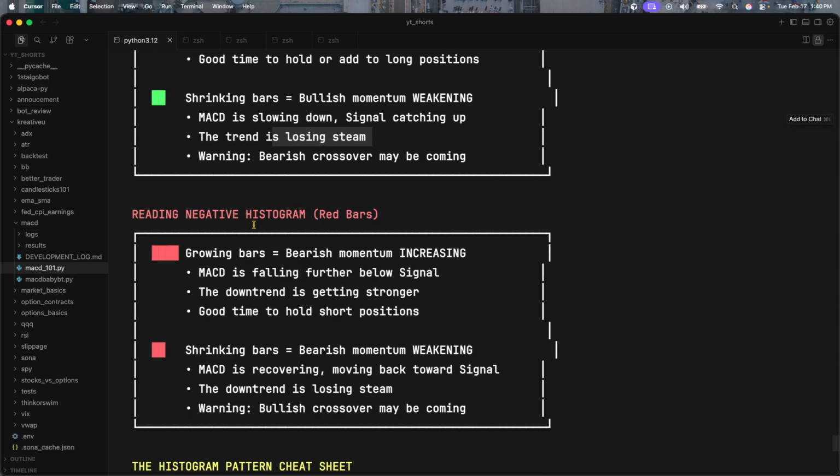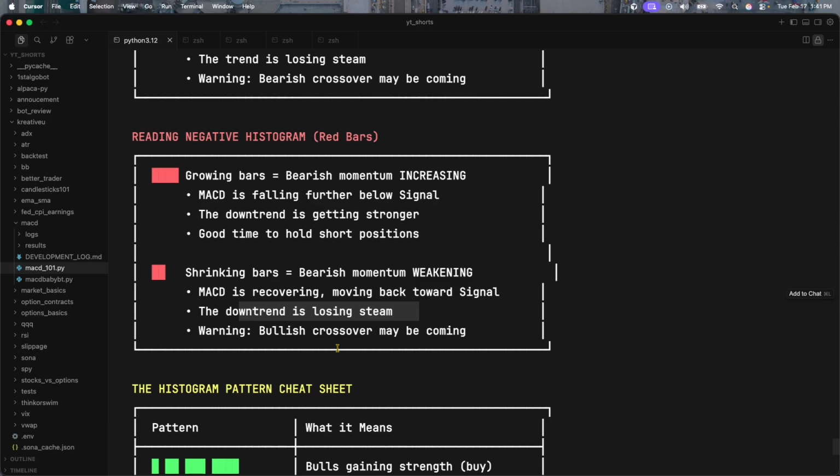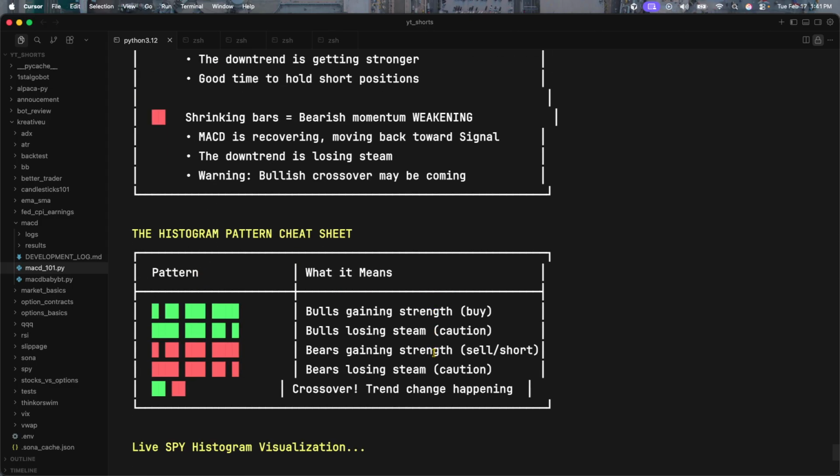And then reading the negative histogram bar, a growing bar means bearish momentum is increasing. MACD is falling further below the signal. The downward trend is getting stronger. Good time to hold short positions. A shrinking bar means bearish momentum is weakening. MACD is recovering, moving back towards the signal, and the downward trend is losing steam. Warning: a bullish crossover may be coming.